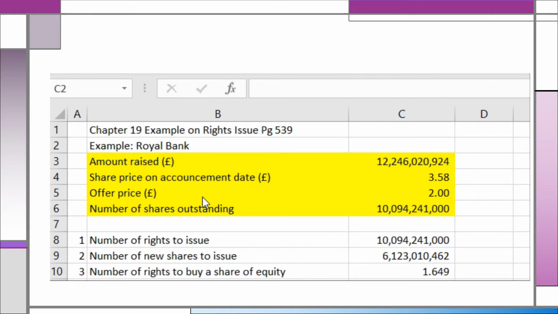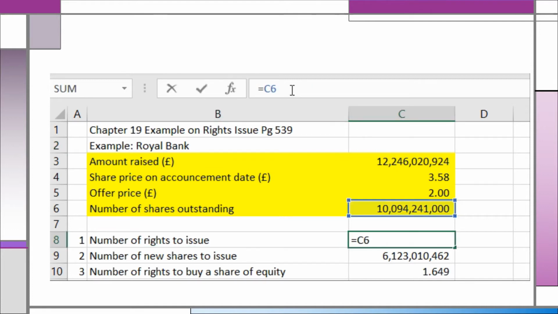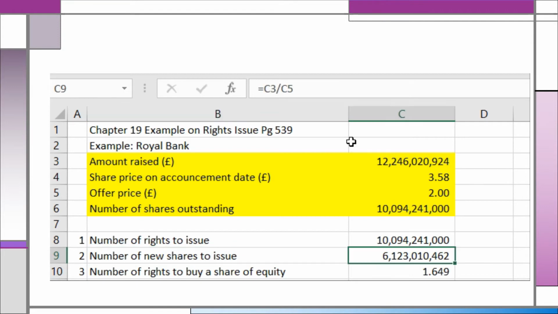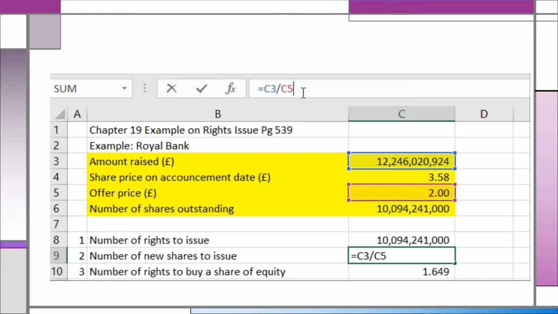Let's calculate the answer. Question 1. How many rights to issue? The number of rights to issue is equal to the number of shares outstanding. This means one existing equity is entitled to one right. Question 2. How many new shares to issue? The number of new shares to issue is actually equal to the amount raised divided by the subscription price or offer price.